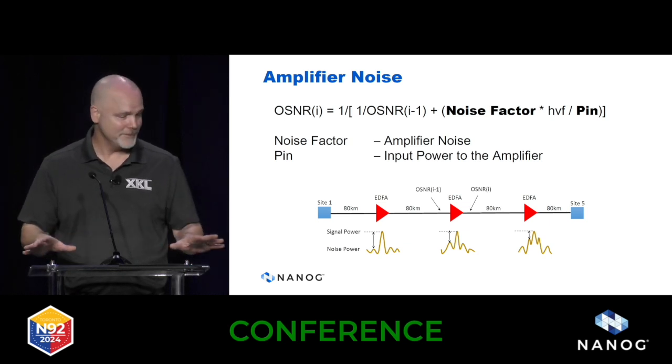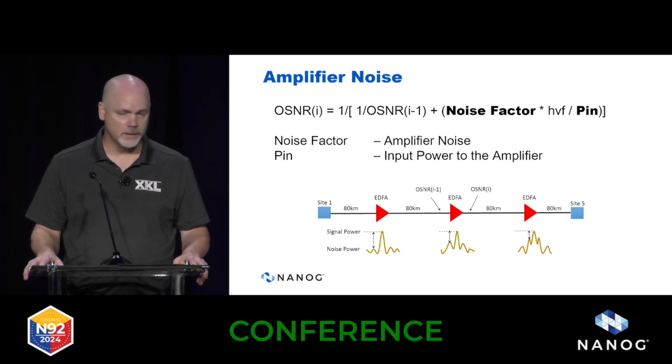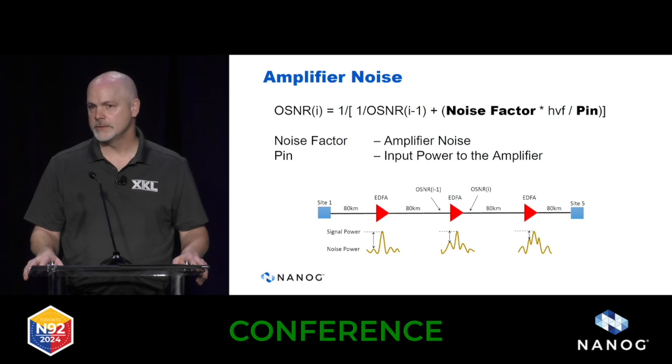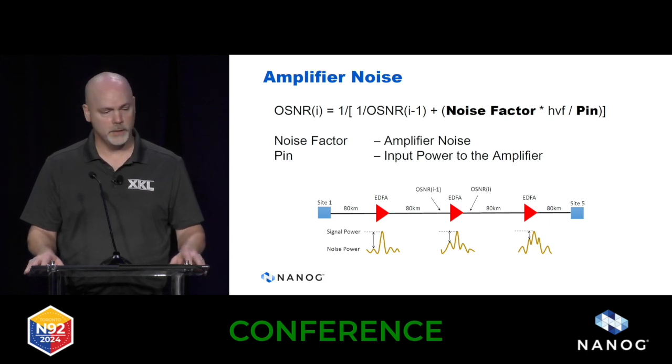I'm not going to get into the details here, but the noise factor and the input power are the two key parameters for the noise that comes from an EDFA or a Raman amplifier for that matter. The noise factor is an inherent characteristic of the device you have. So go to a vendor with good quality EDFAs and you'll have a nice low noise factor. That'll contribute directly to the OSNR of that amplifier.